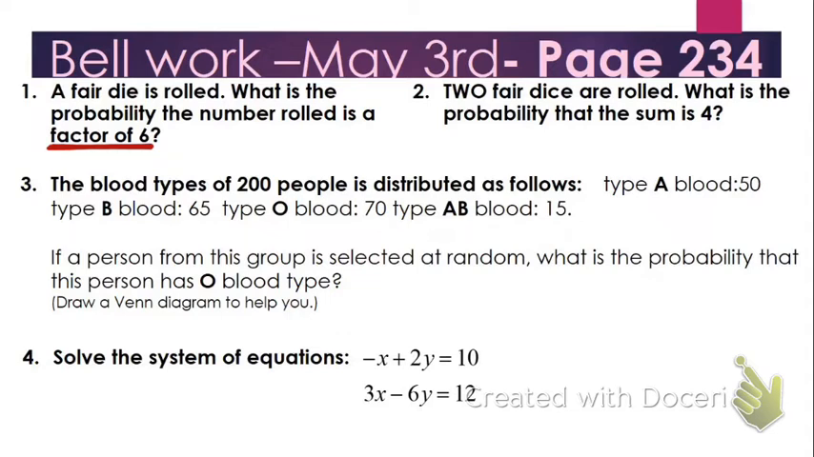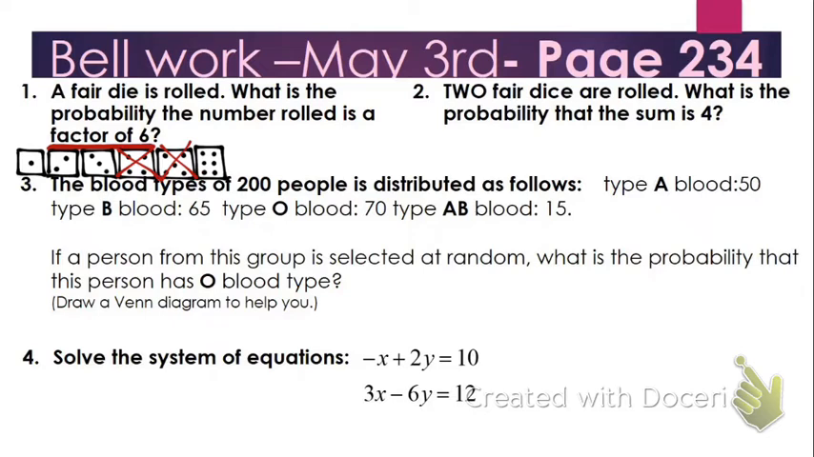So if we're thinking about all the numbers there are on a 6-sided die, one side has 1 dot, one side has 2 dots. We've got 3, 4, 5, and 6. Which ones of those do not go into 6 evenly? 5 does not go into 6 evenly, and 4 does not go into 6 evenly.